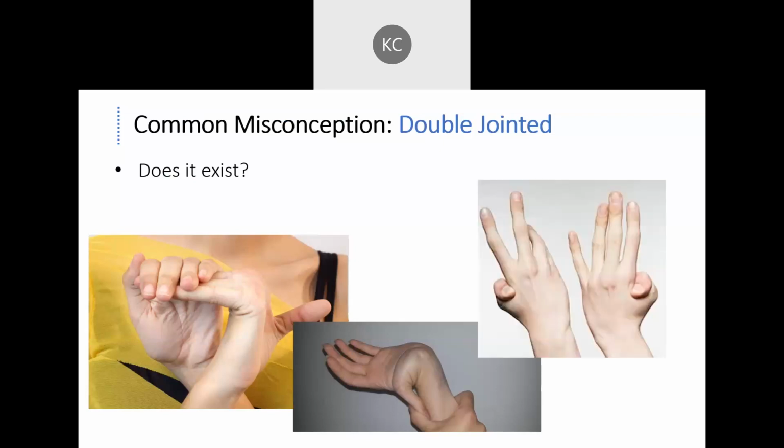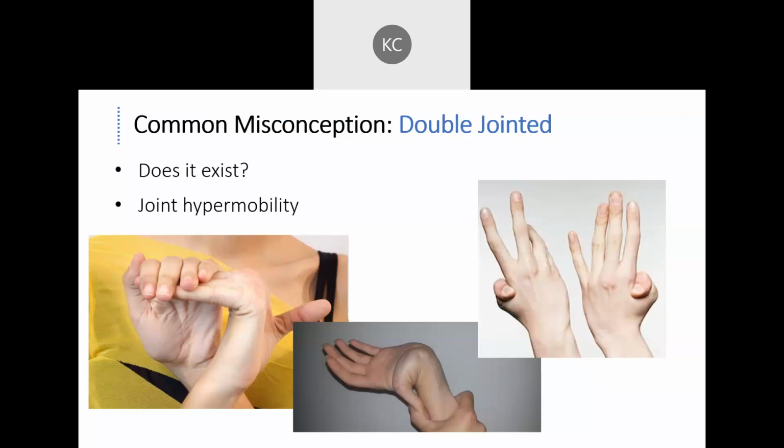So do you have a true double joint, right? This is implying you have one joint on one side of the finger or a region, and then on the opposite side you have a mirrored joint, right? So does this exist? No, this doesn't exist. What this is, is something called joint hypermobility.